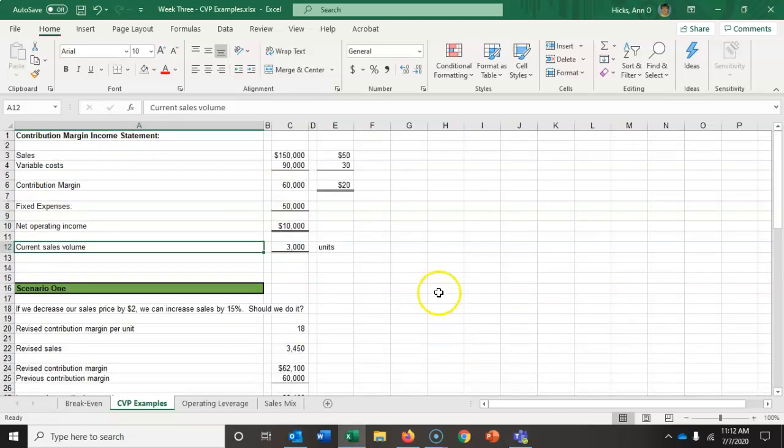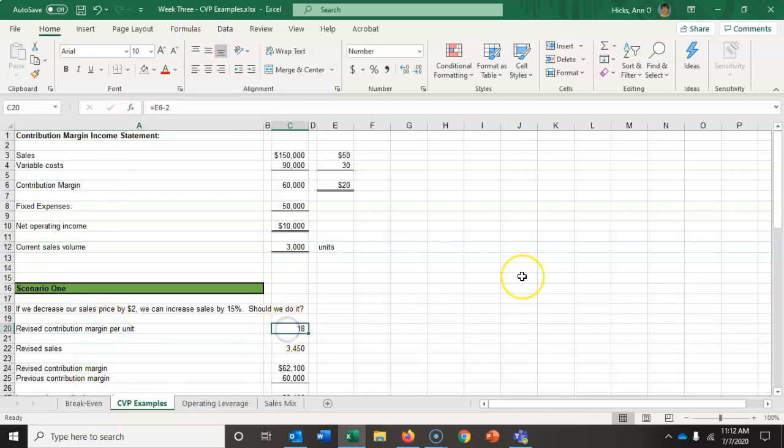Okay. First scenario says, if we decrease our sales price by $2, we could increase sales by 15%. Should we do it? Well, we need to look at what will change if we decrease our sales price. In reality, if we reduce our sales price by $2, our contribution margin is going to go down by $2. Keep in mind, contribution margin per unit is sales price minus variable costs. If the sales price goes down, so too will the contribution margin.